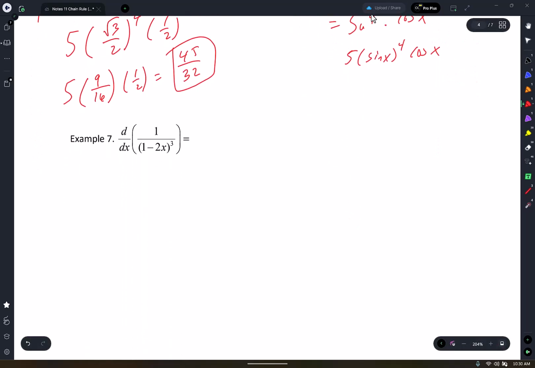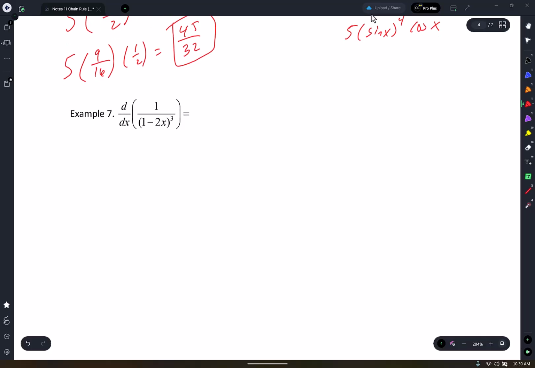Like a what? An elephant? If you were to eat an elephant, you would go from the outside in. Okay. All right, here we go.